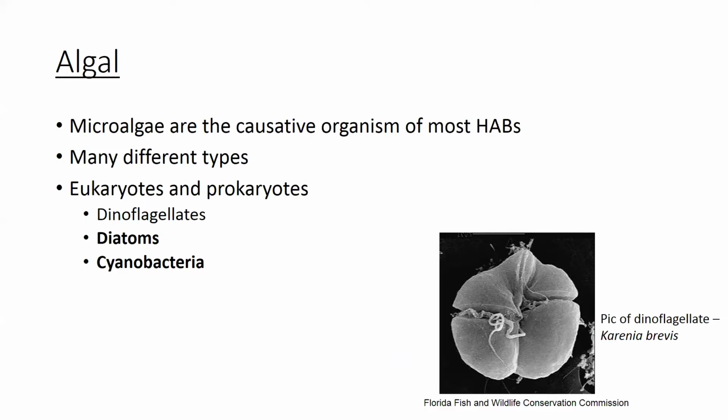And pictured here at right is a really high resolution electron microscope image of a dinoflagellate. Its name is Karenia brevis. It's responsible for what you may have heard of as the Florida red tides. It produces a toxin called brevetoxin. And the flagellate part comes from this flagellum here, this tail.